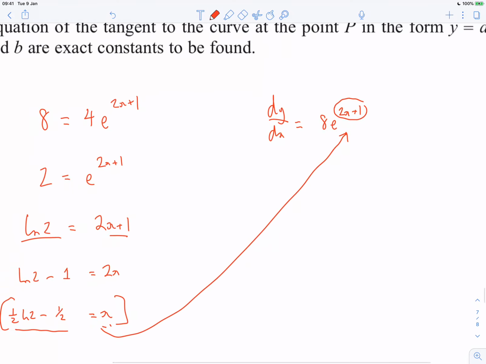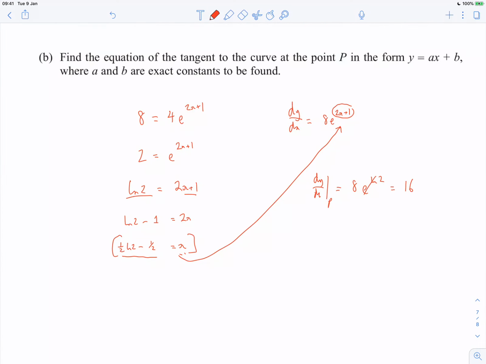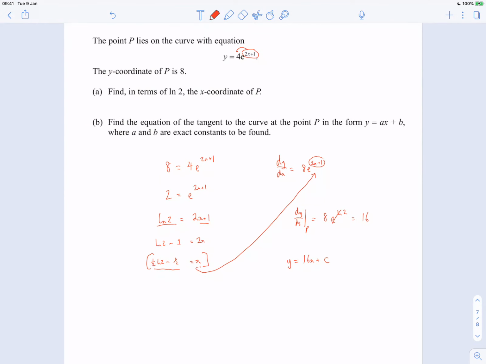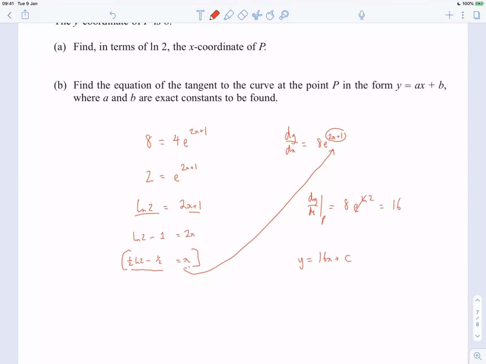So if I actually substitute it in at an earlier stage, then dy by dx at the point P still satisfies 8e to the ln 2. The e and the ln cancel, 8 times 2 is 16. And that saved a lot of faffing around. So because I want the tangent, the gradient is 16. So I'm going to have y equals 16x plus c. Do I know what the y coordinate is? Yes, it's 8.